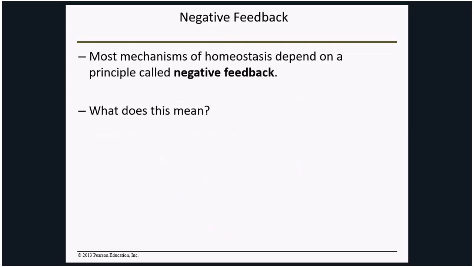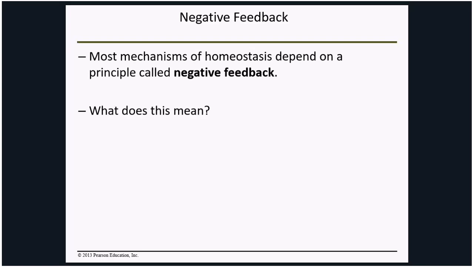So one way that we keep this steady state internally is called negative feedback. Your book describes it as a form of regulation in which the results of a process inhibit that same process. Another way to say that is, your body is detecting a change, and because of that change, a process is started that will give the opposite effect.